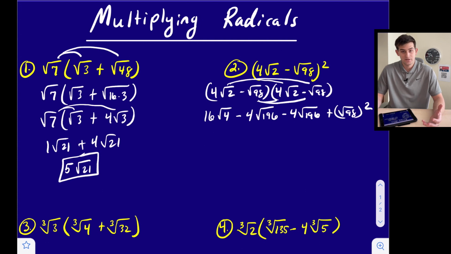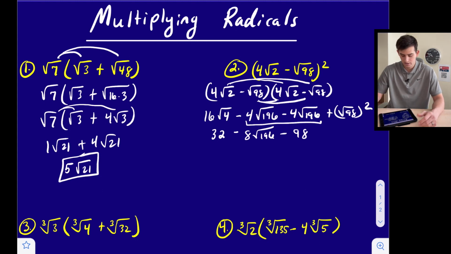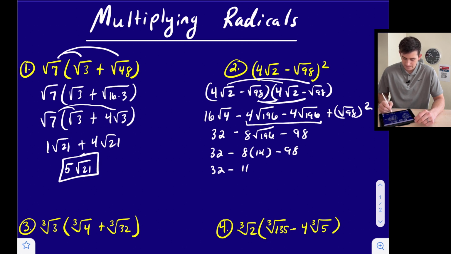Now we have a lot of simplifying we can do. So the square root of 4 is 2, so this is 16 times 2, so that's 32. Minus, and these two terms can become 8 times the square root of 196. And this will just become 98 because the square root and squaring are inverses. Now you also notice the square root of 196 is a perfect square. This is 14. So now we can do 32 minus, and 8 times 14 would be 112.